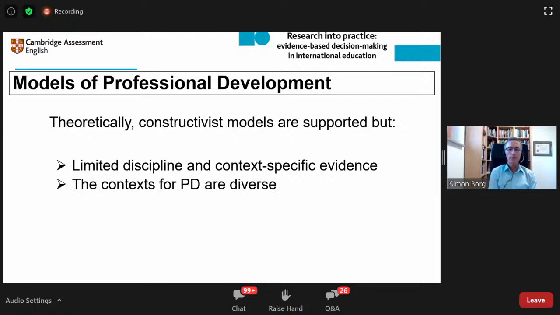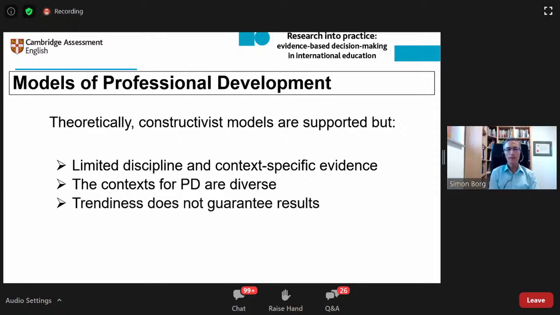Another point to keep in mind is that the contexts for teacher professional development around the world are extremely diverse. And that means, I'll show you a quote to make this point briefly, that no single model is likely to be equally effective in all different professional development contexts. And the importance of contextualizing our approach to professional development is one I'll continue to make throughout this talk.